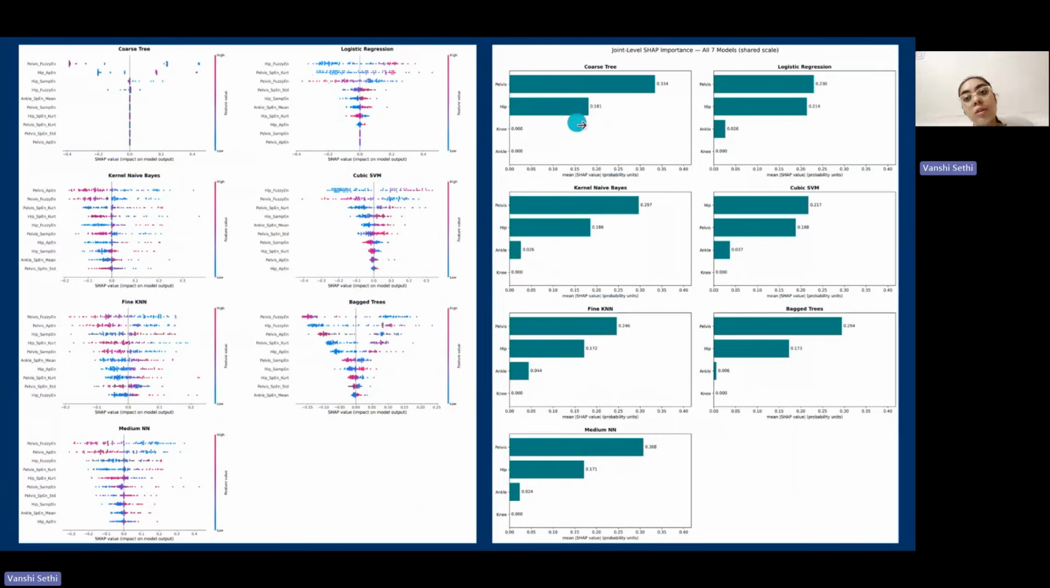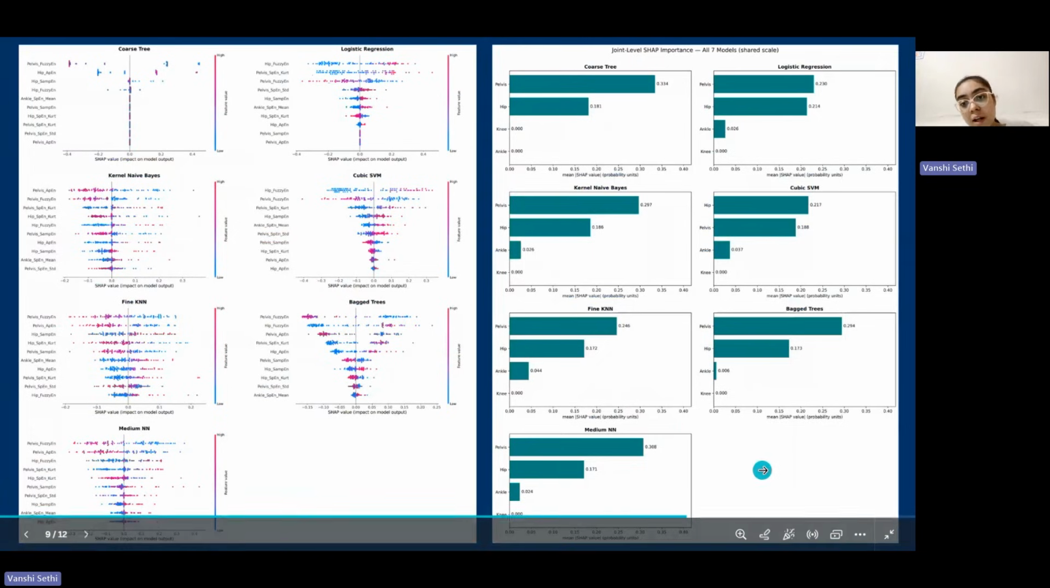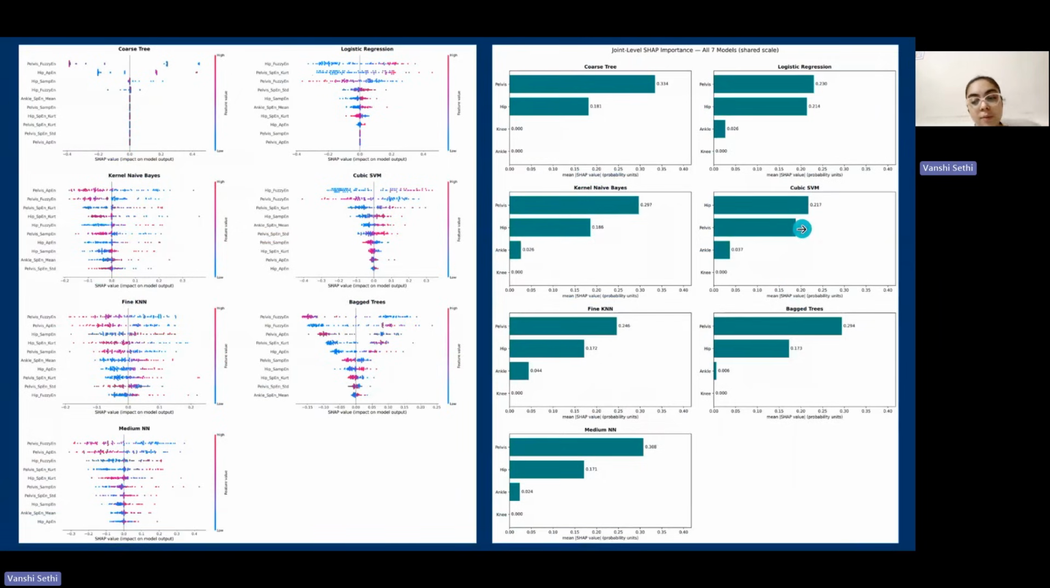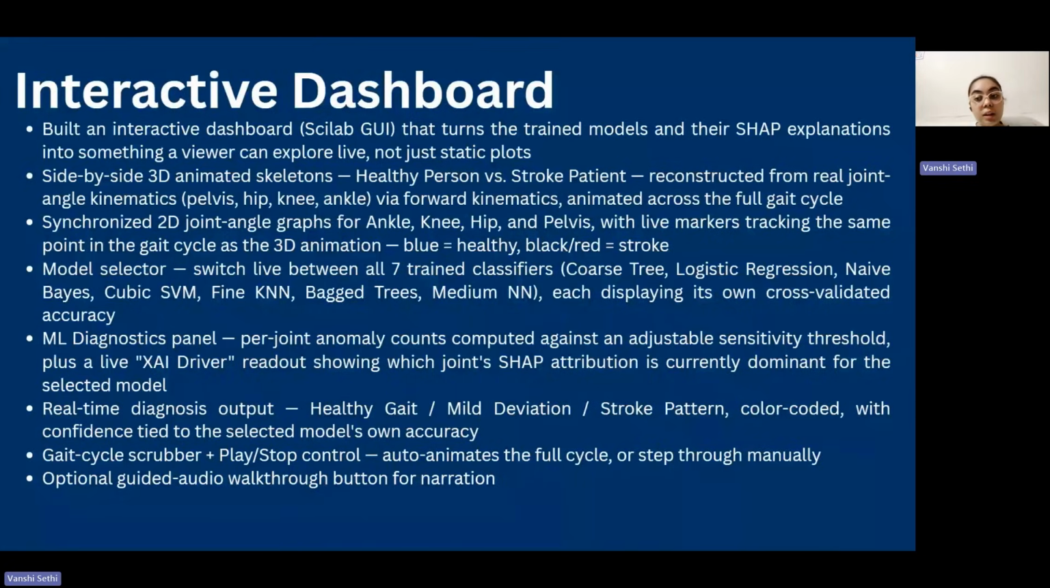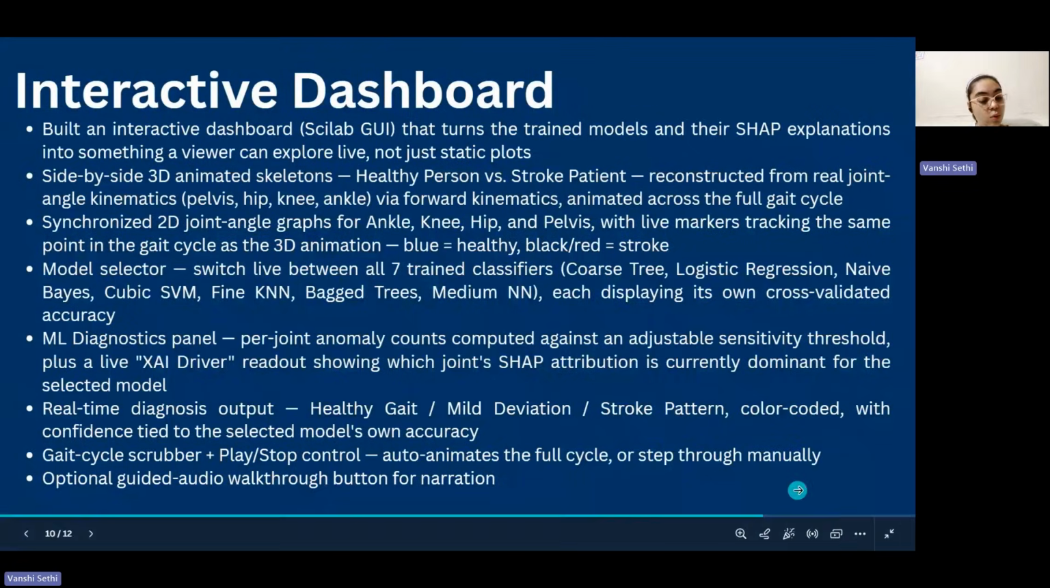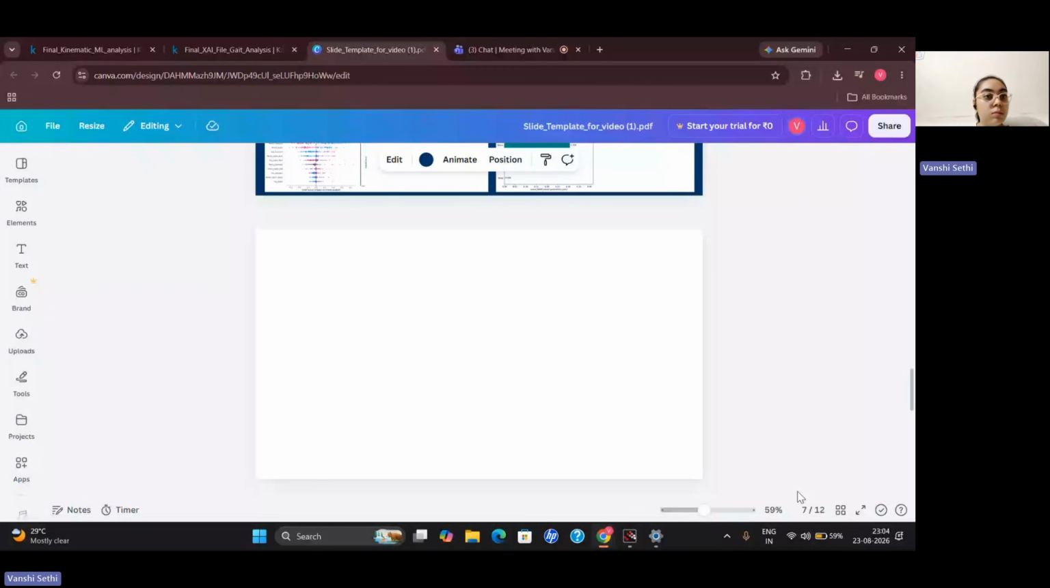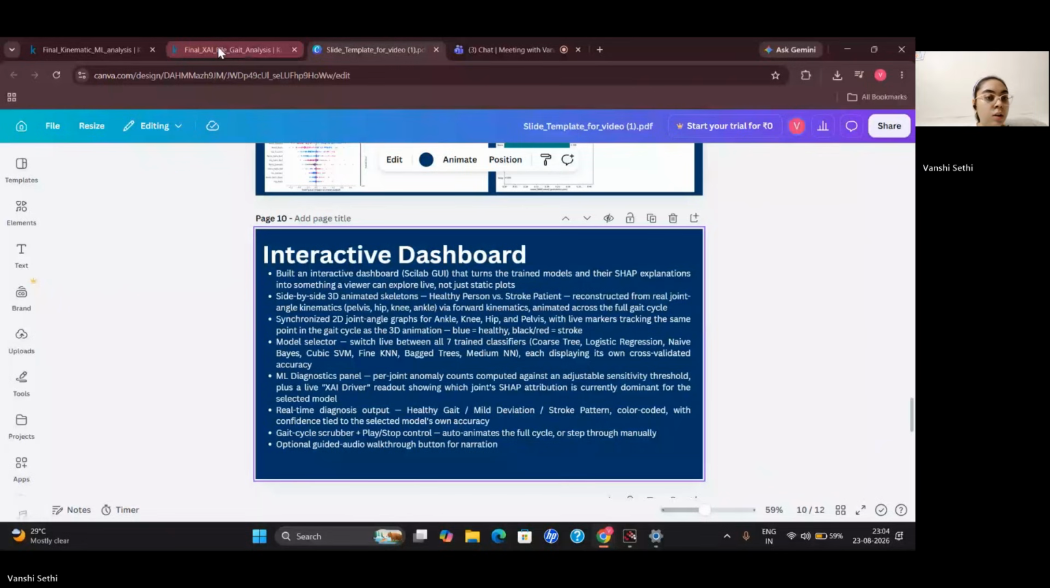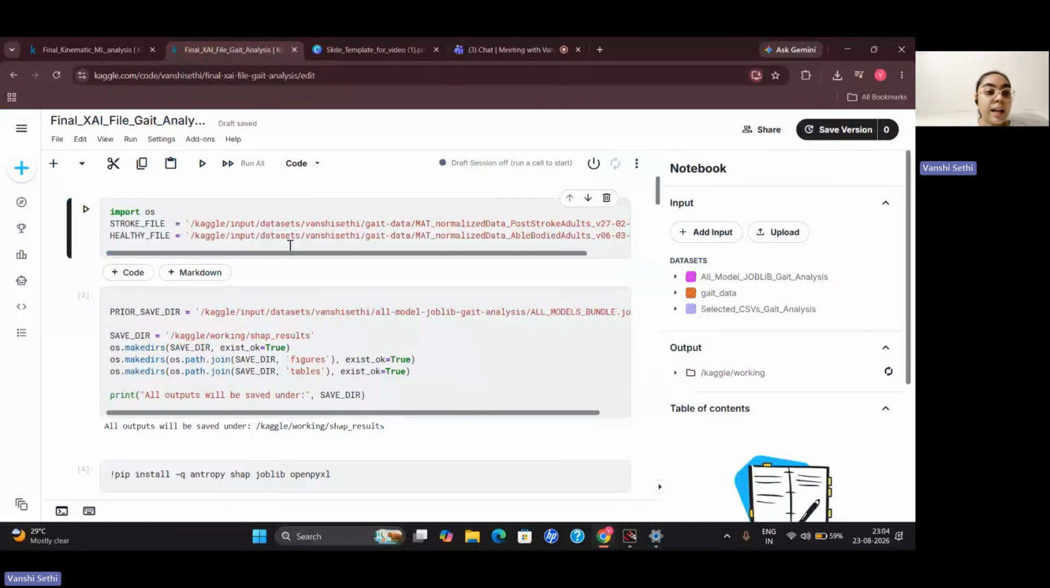And similarly, I had shown the result for all the seven SHAP models. Here you can see there is pelvis, pelvis, pelvis. Only hip is present in the cubic SVM part. Those were the interpretations given by our model. Now, before moving on to the interactive dashboard, let me take you back to another code file that I have for the final XAI.